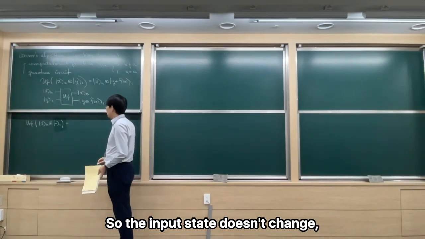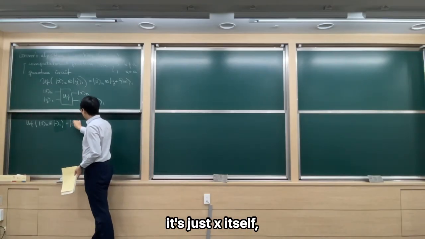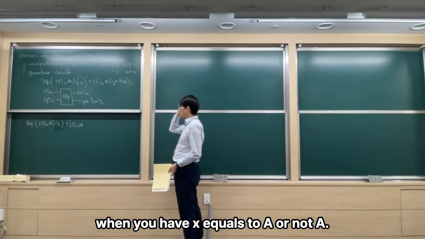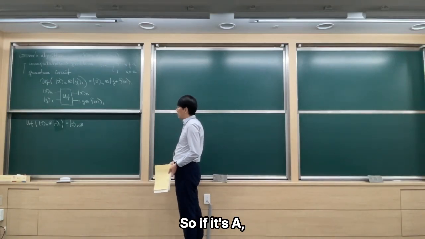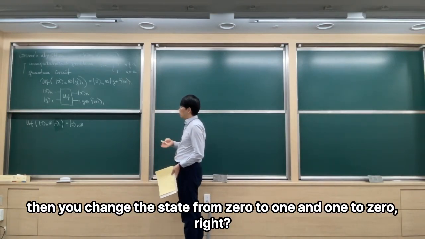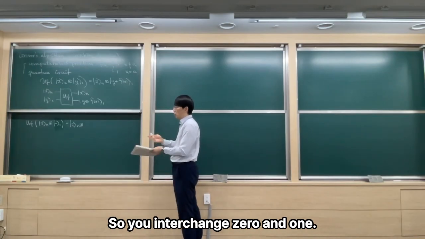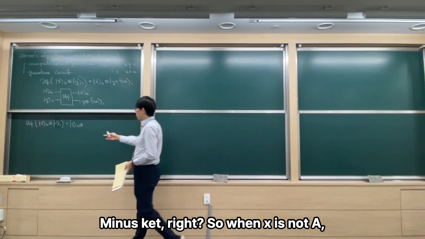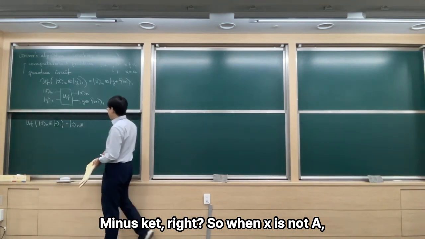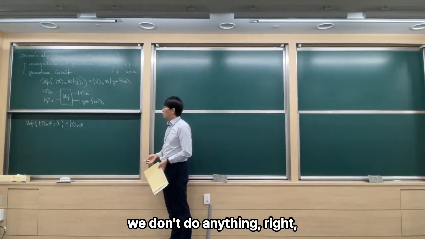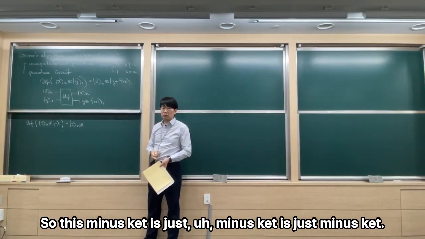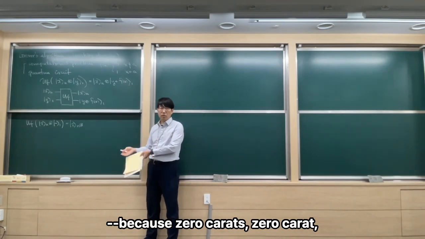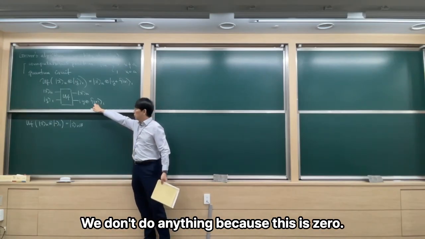Then what happens? The input state doesn't change, it's just x itself. But think about the case when you have x equal to A or not A. If it's A, then you change the state from 0 to 1 and 1 to 0, right? So you interchange 0 and 1. So you get a minus sign in the minus state, right? A minus ket. When x is not A, we don't do anything, because the value of the function is 0. So the minus ket is just the minus ket, because the 0 ket is the 0 ket and the 1 ket is the 1 ket.